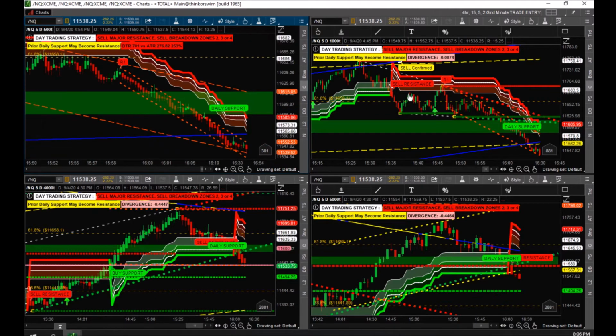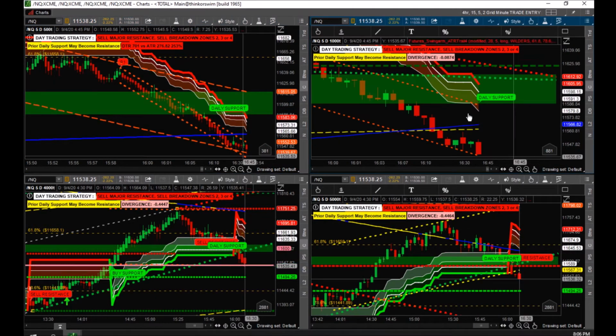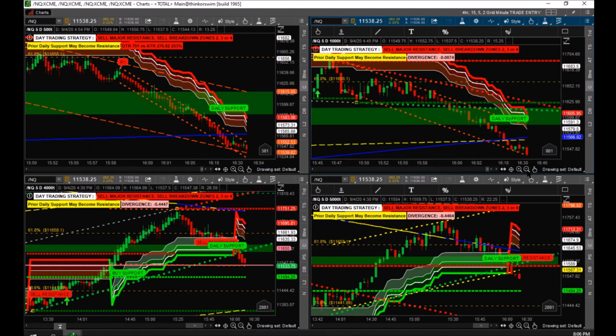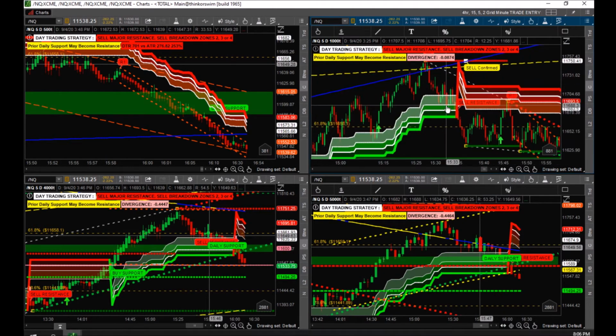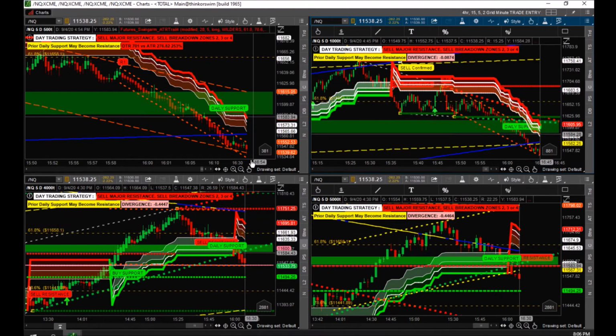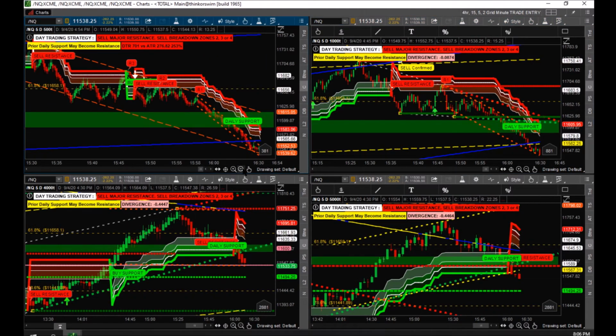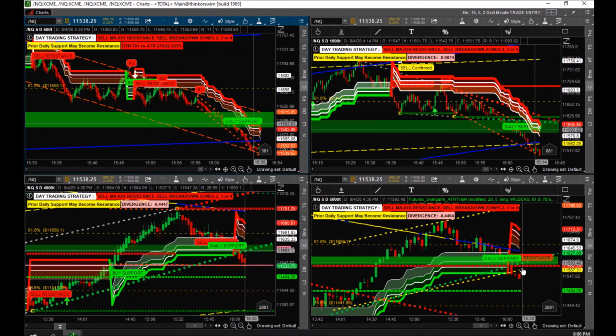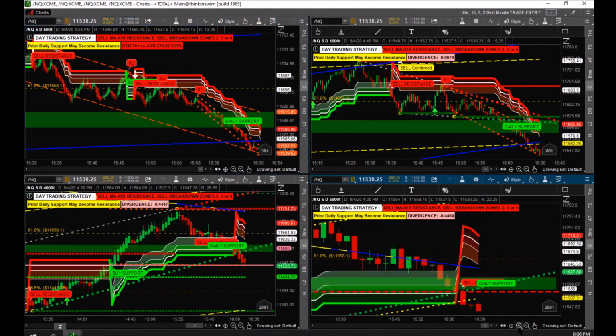But you basically look, on the longer time frame, for confirmation of the downtrend first. So let's say the 500 tick chart here.